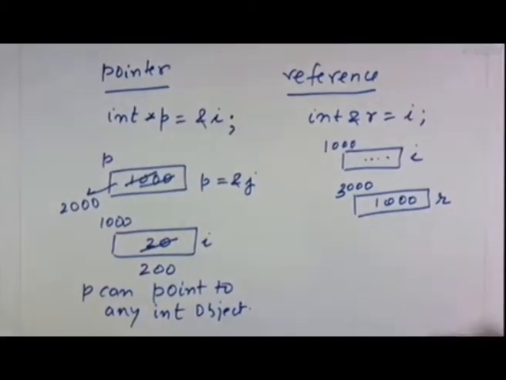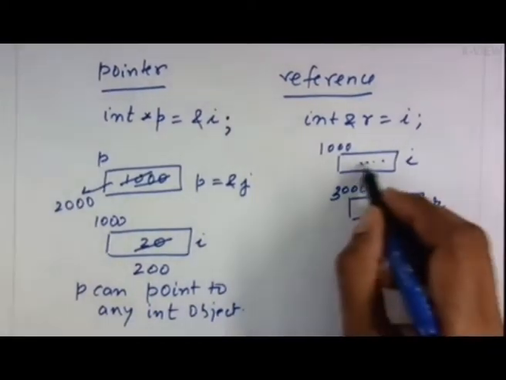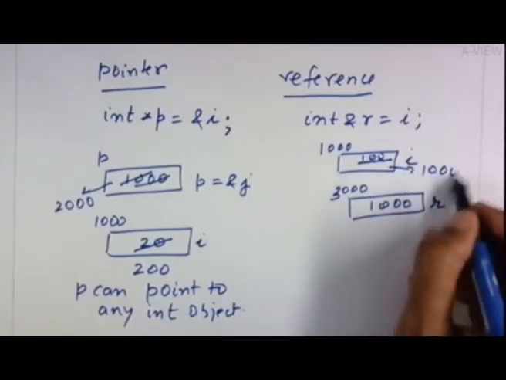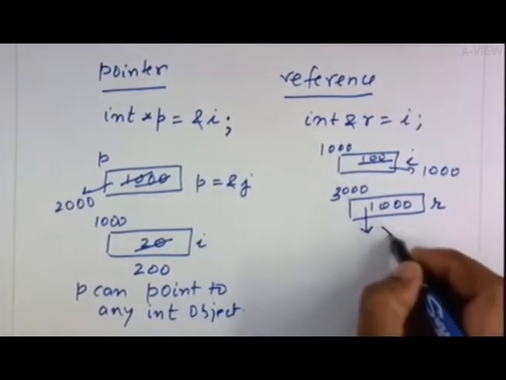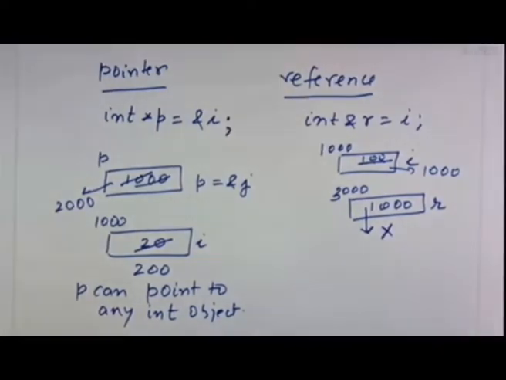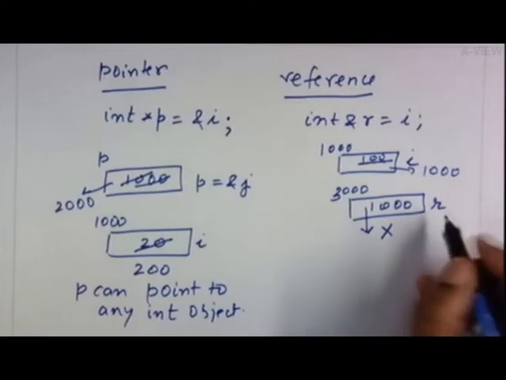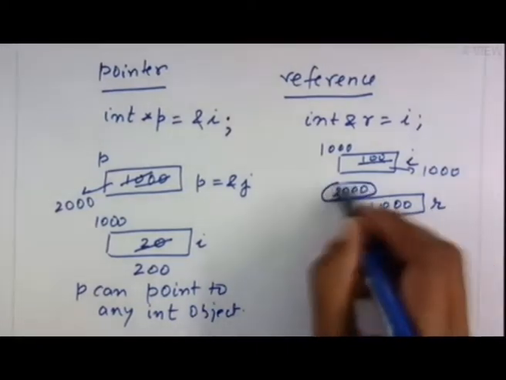Now what is not changeable? Value of I can change. You can change it to another value. If it is 100, you can make it 1000, whatever you want. But this value is not changeable. How can you not change the value of R? Because to change the value of R, you need to know the address where R is.